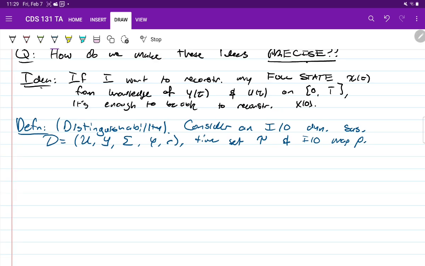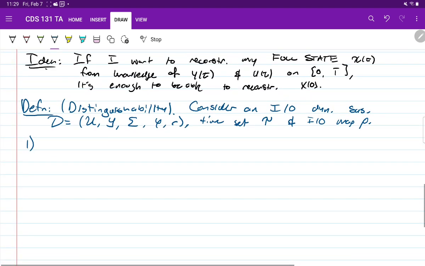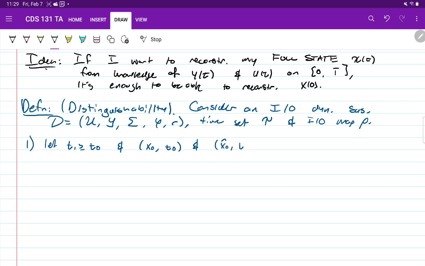All right. So remember from last time, what we had said is an event is a pair of a state and a time. Okay. So first, I'm going to define what it means for a signal to distinguish between two events. So what I'll say is let t1 be greater than or equal to t0, and x0, t0 and x0 hat, t0 be events, right? Pairs of a state and a time.